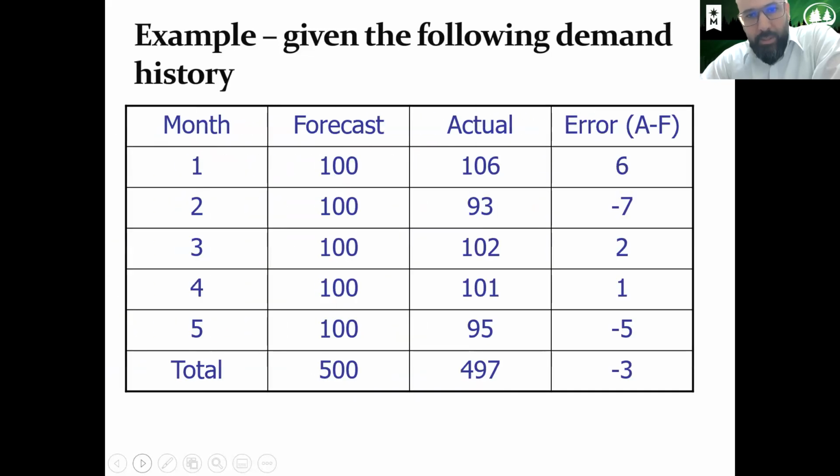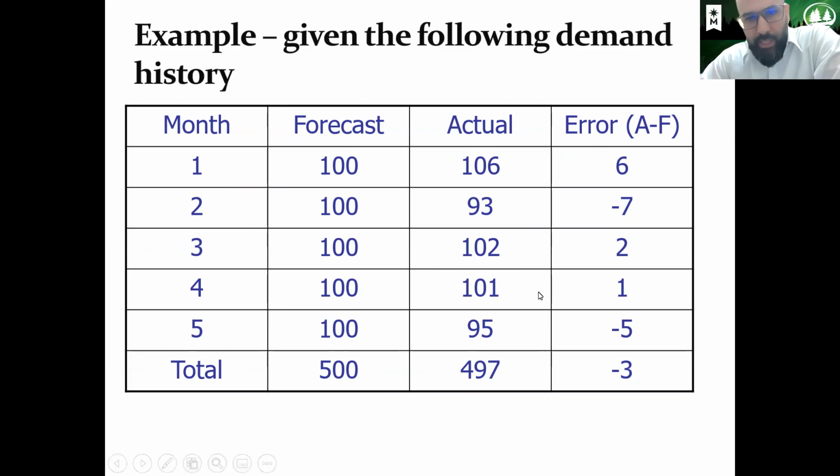All right, let's take a look at this example. This will help you understand what the forecasting error is. We have the forecast for 5 months here. We forecast it to be 100, and the total is 500 for the 5 months. However, the actual demand is 106, 93, 102, 101, 95, and eventually we have a total of 497.